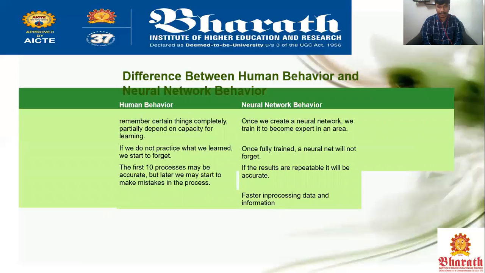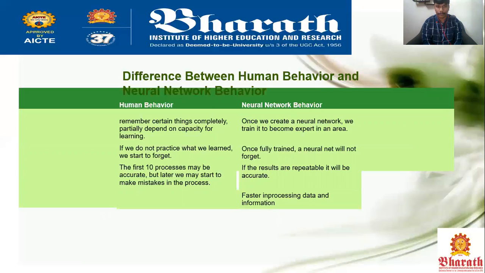So for human behavior, first we are going to see BNN, the biological neural network. It is considered as remembering certain things completely or partially, depending on the capacity for learning. Usually it remembers all the processing done by the human body, and sometimes it is considered a depending unit for adapting to a condition in the learning process. This is known as the characteristic of BNN in human behavior.